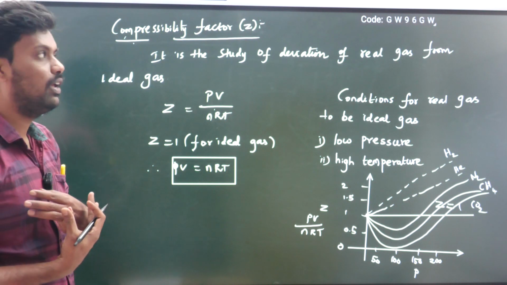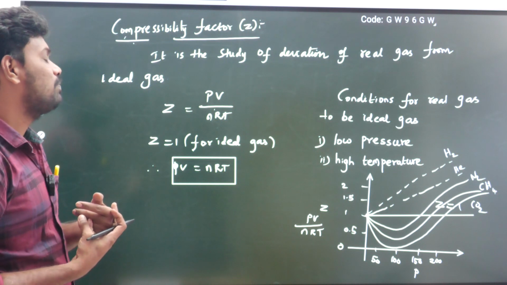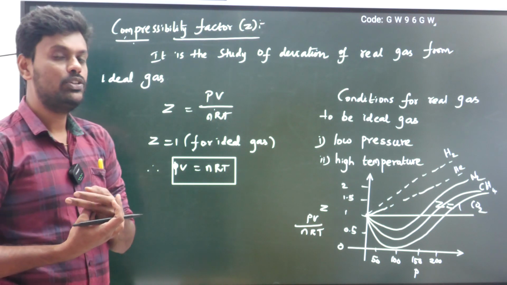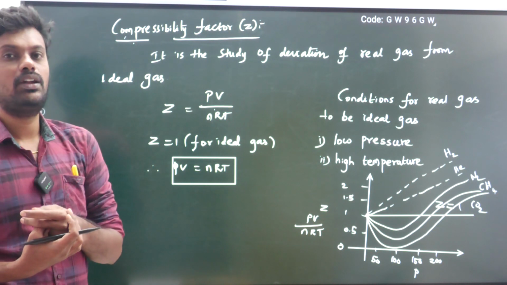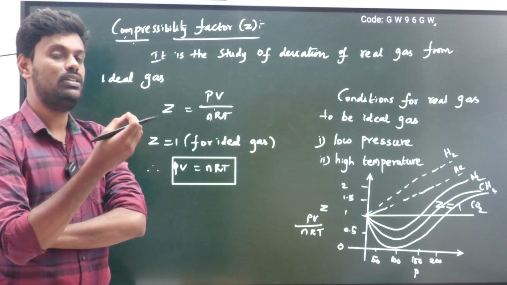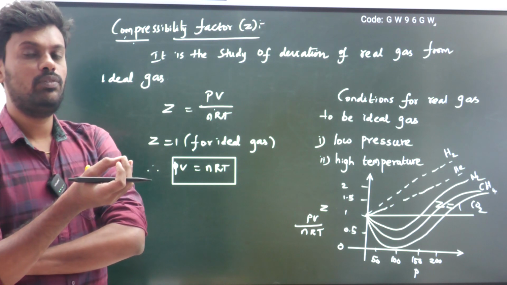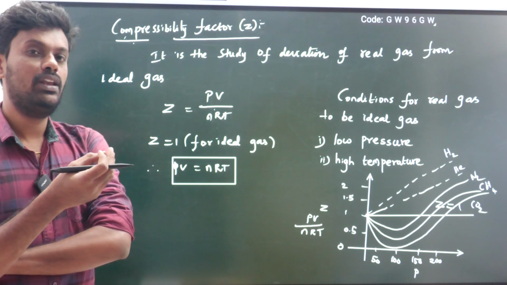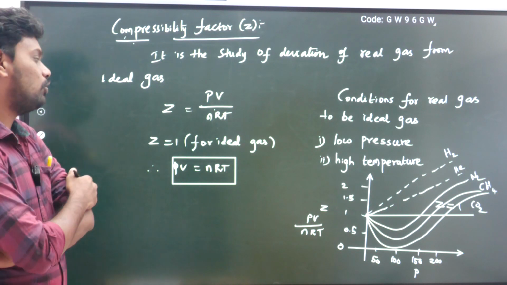The compressibility factor is denoted by the capital letter Z. The formula for the compressibility factor is Z = PV/nRT. Z is always equal to 1 for an ideal gas. If the Z value is equal to 1, I can say PV = nRT. That's why we got the ideal gas equation which we have studied. If the gas obeys this law, then that type of gas is an ideal gas. So PV = nRT is the ideal gas equation. If the compressibility factor Z is equal to 1, then the gas is an ideal gas obeying the ideal gas equation. What is the ideal gas equation? PV = nRT.